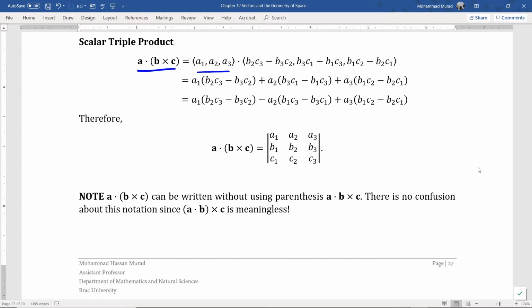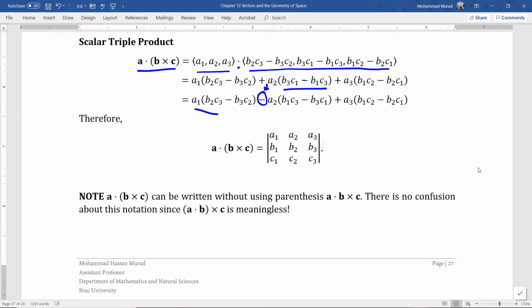similarly if C has components C1, C2, and C3, so we can calculate B cross C by following the definition of the cross product. And then we can simply calculate the dot product of these two vectors, which is simply the sum of the products of the corresponding components of the vectors A and B cross C. So in the third step, we just changed a plus sign here to a minus just by reordering these two terms.